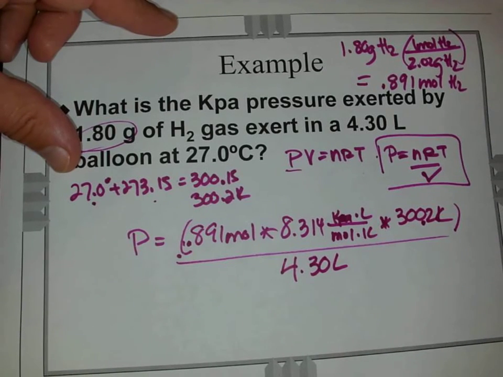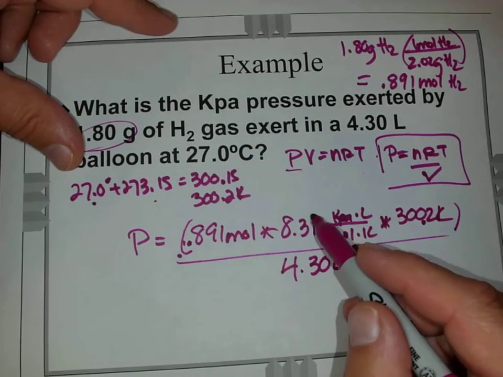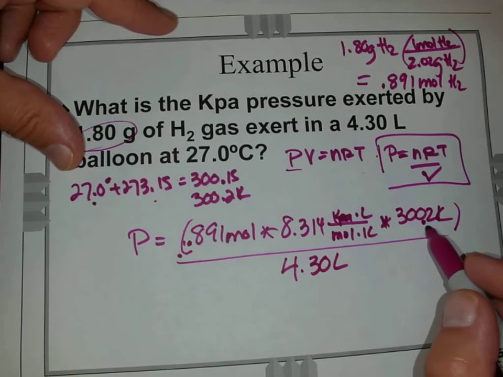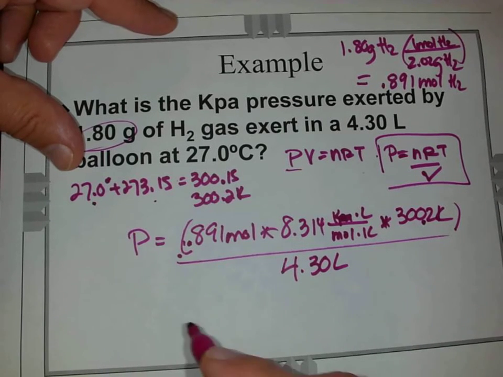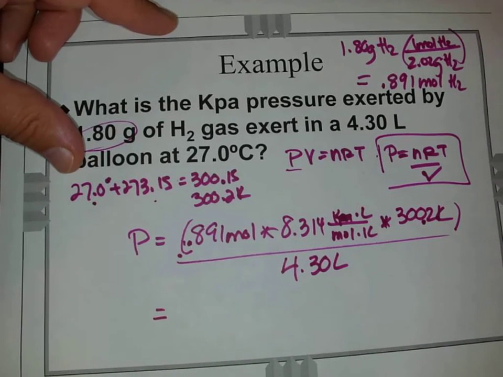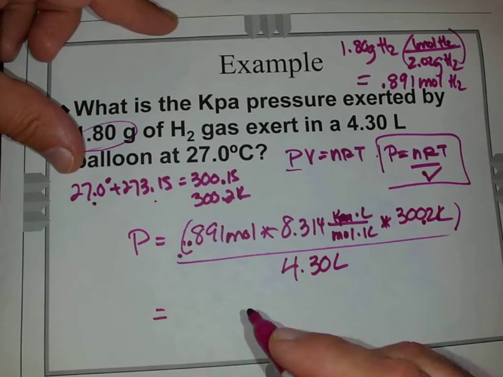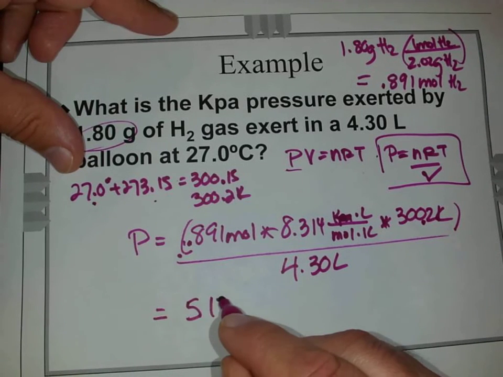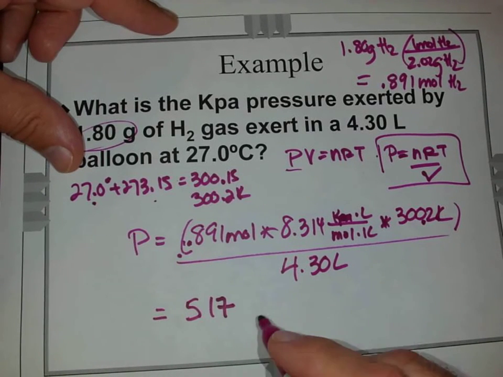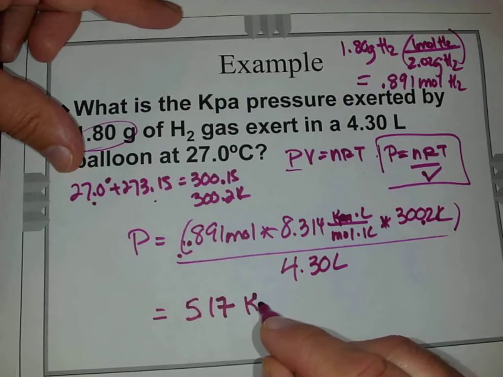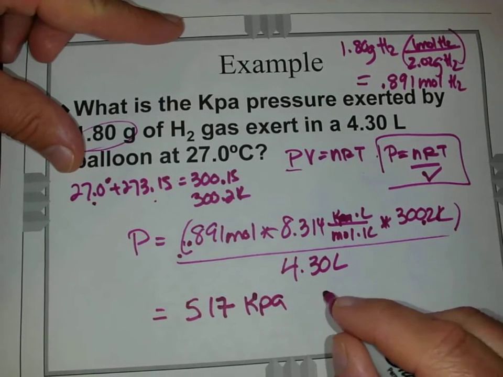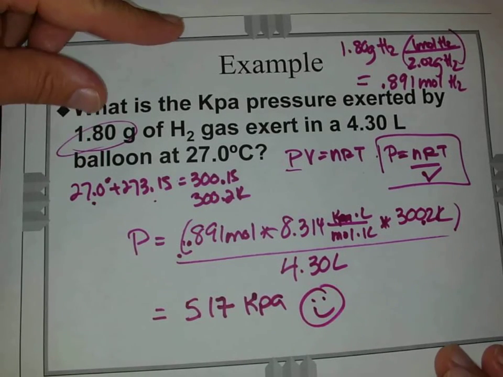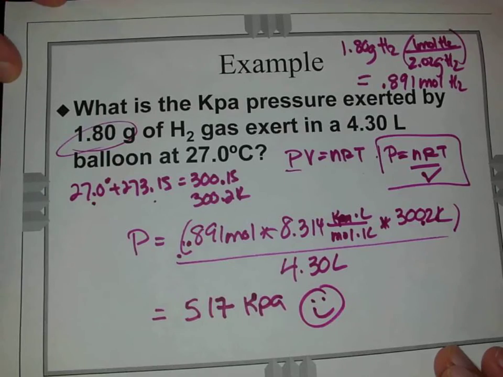Okay, this has 3 sig figs. That's a constant, we don't care. This has 4, that has 3. So our pressure should be 517 kPa. All right, well, hopefully you got that.